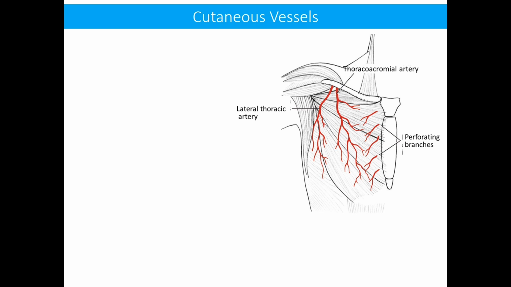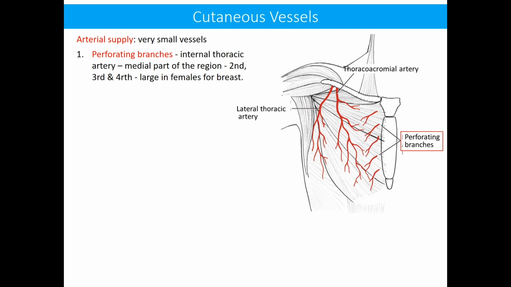Blood supply of the region. First, the arterial supply, which is by very small vessels. Number one, perforating branches from the internal thoracic artery which supply the medial part of the region. In intercostal space second, third, and fourth, these perforating branches are large, especially for the supply of the breast in females.